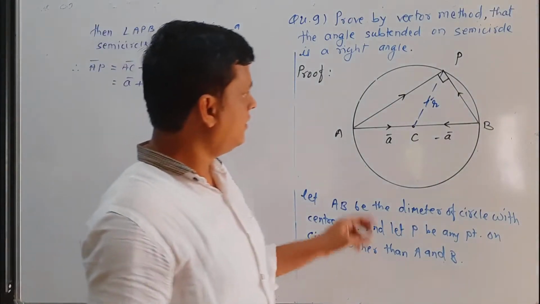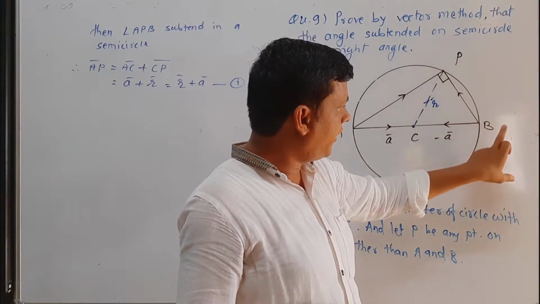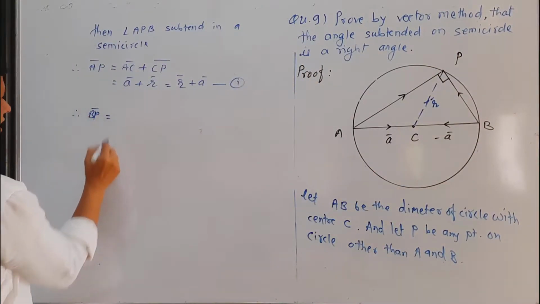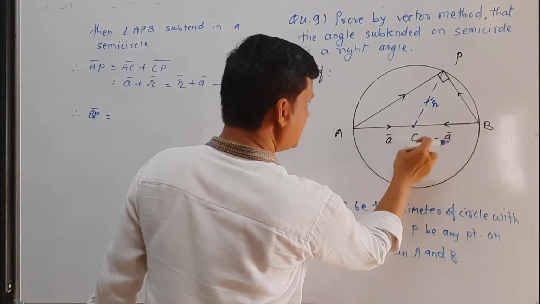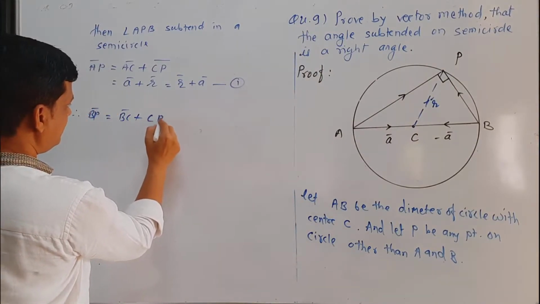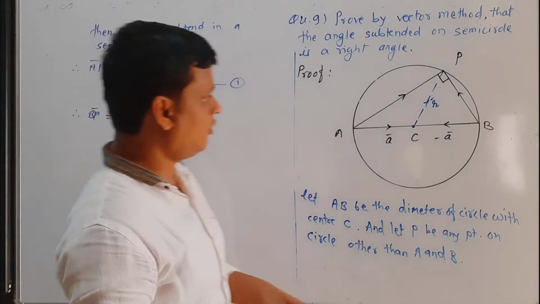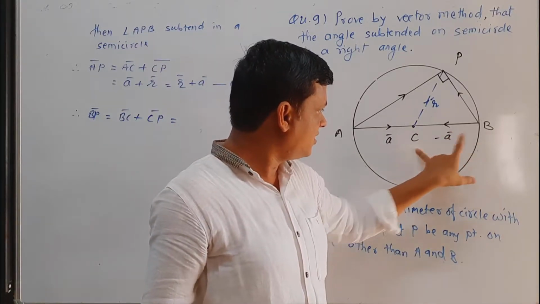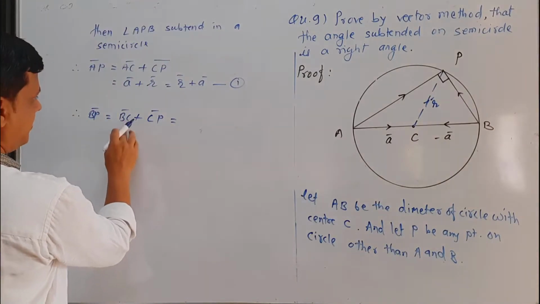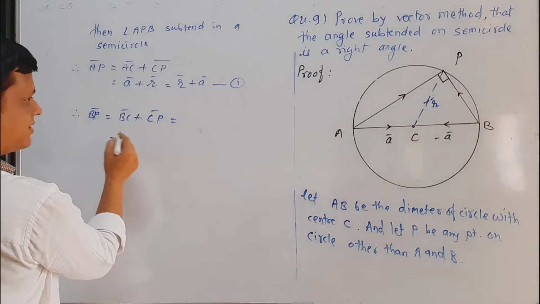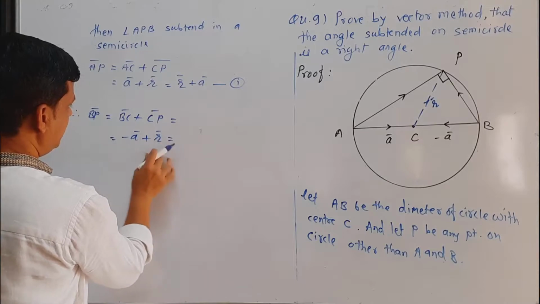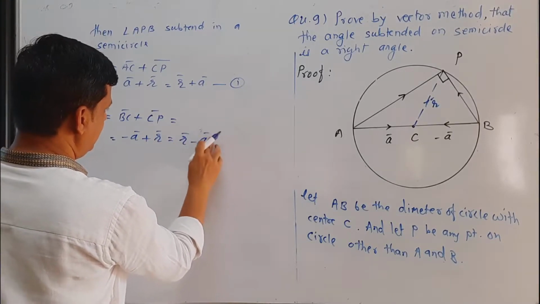Then we consider vector BP. So we write here, therefore vector BP is equal to, we write here B to C, C to P. So write vector BC plus vector CP. Now we have the value of vector BC as minus A bar. So we write minus A bar plus CP is R bar. So we interchange it, R bar minus A bar.